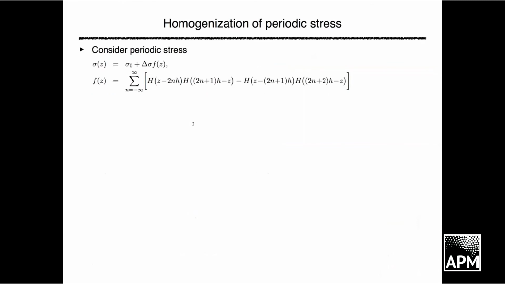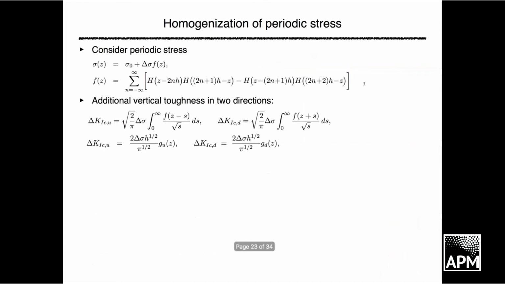Let's consider an example of periodically varying stress, okay? So you have stress varying from layer to layer. You have the average stress, plus you have this delta sigma, and this F is a dimensionless function, right? A whole bunch of Heavisides basically gives you this periodicity. Now you plug it into this equation for computing an apparent additional toughness due to this stress difference between, again, high resolution and homogenized. You plug in this delta sigma F, okay?